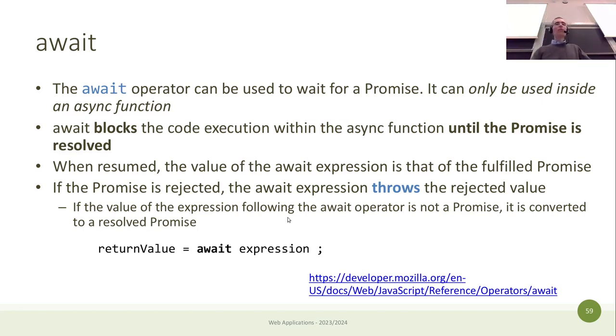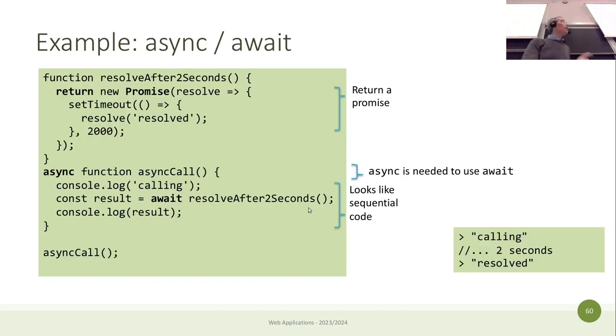If the value following await is not a promise, it will simply be converted into a fulfilled promise. This is a general rule. Everything which is not a promise is just an immediate value, so nothing asynchronous, it just becomes a fulfilled promise when it's used. It makes sense. There's nothing to wait. We already have the result. There's no error because it's just an expression. Fine. It's a fulfilled promise. So let's have a look at the example.